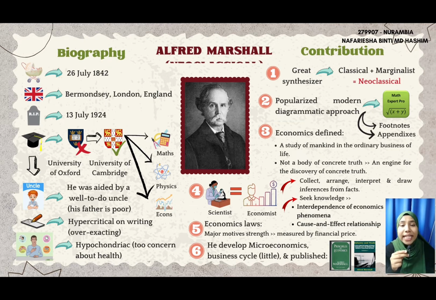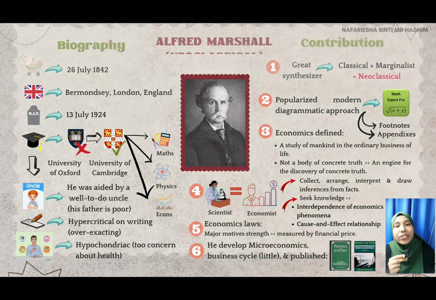Alfred Marshall and others had developed microeconomics and said little about the business cycle. In 50 years of writing, he produced 82 publications in total, including Principles of Economics and Industry and Trade.